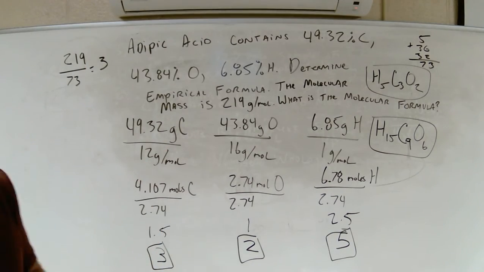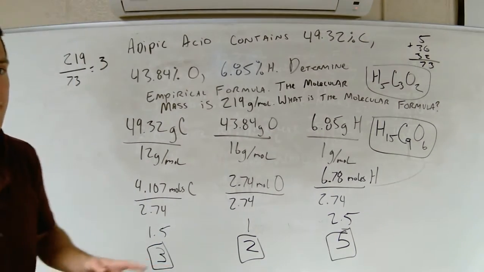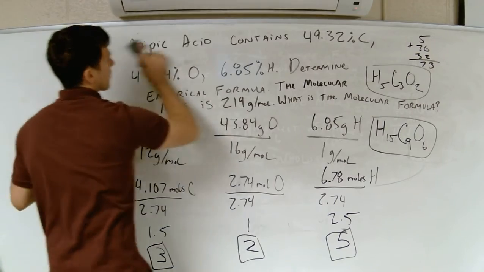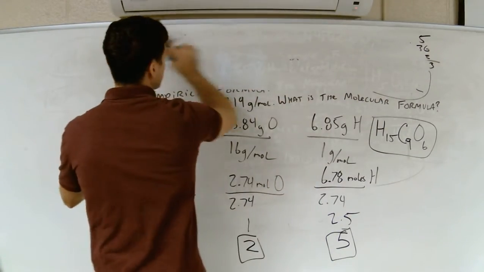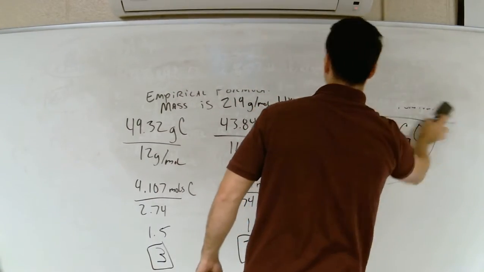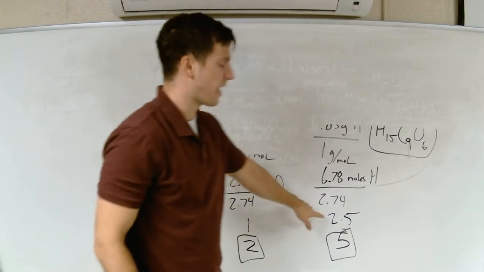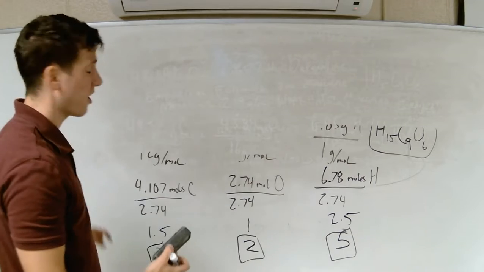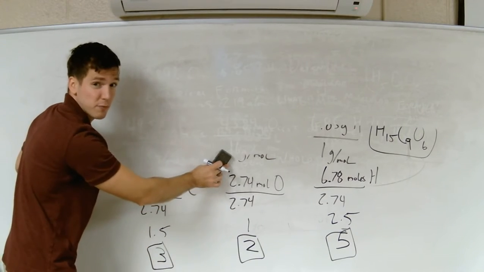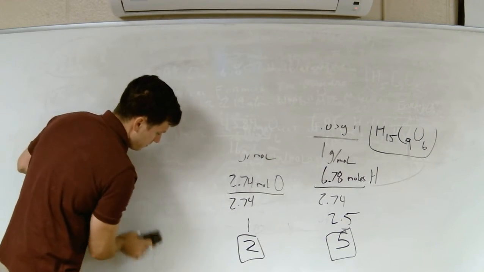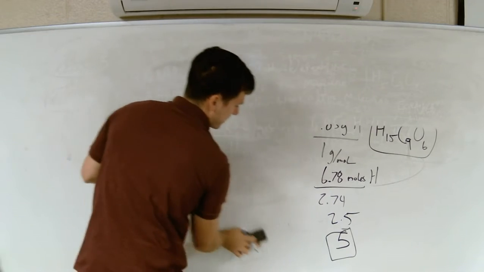Let's go ahead and do one more molecular mass example, and then I'm done. Sometimes when you get to this step right here, when you divide by the smallest amount of moles, you get a whole number and you won't have to do step 4. So be aware that step 4 might not be necessary.